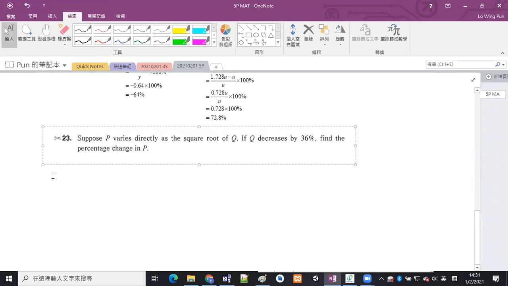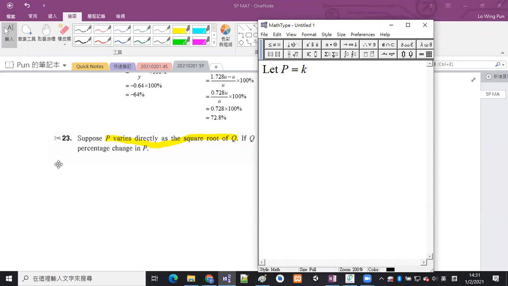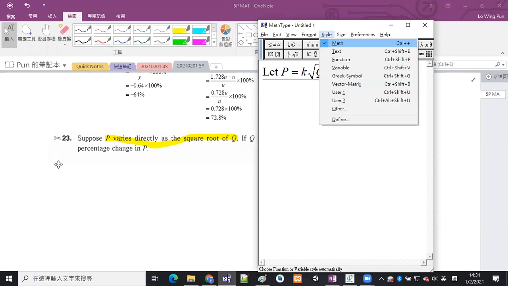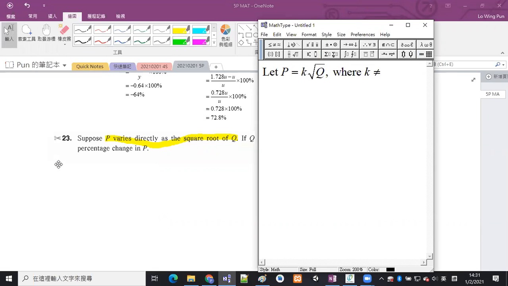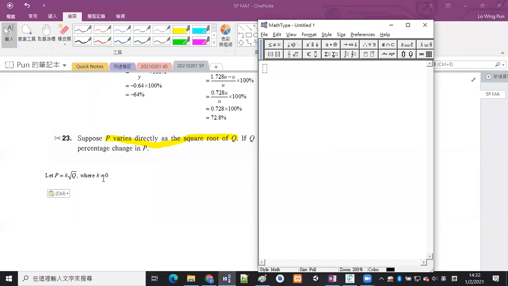So this time, suppose P varies directly as the square root of Q. Careful. So we will let P be K times the square root of Q, where K is not equal to 0. And so we do the same thing. The old Q is Q. Old P is P. But P is equal to K times root Q.